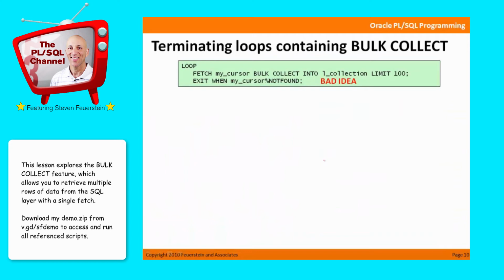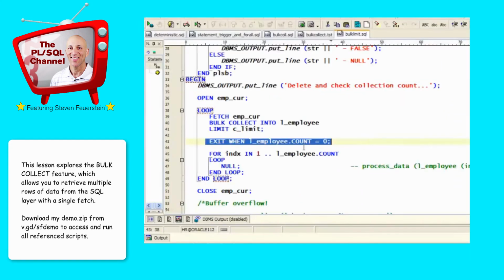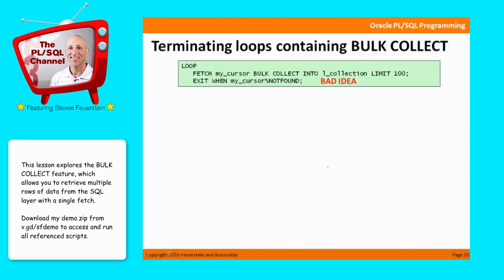So let's talk about terminating loops containing bulk collect. Now I've got this limit clause, which means I have an open statement, loop, fetch, and end loop. And this is one of those situations where if you follow the habits that you've developed over the years with your cursor loops, then you might run into a big problem. The habit we have developed is that we start up our loop, we fetch the next row, and we exit when percent not found.